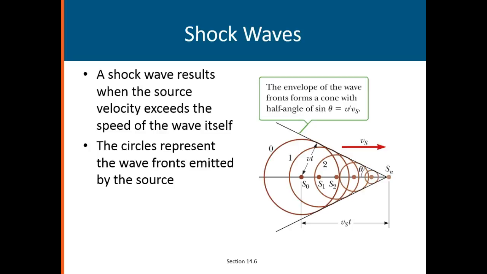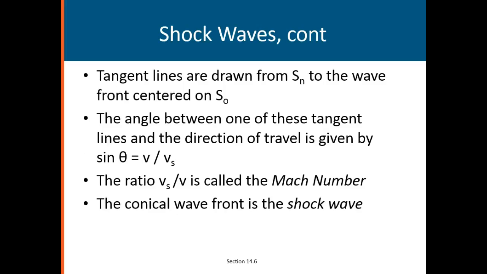The angle between one of those tangent lines and the direction of the wave is given by sine theta equals V over Vs. Theta is measured from the line of the path of the source. The ratio of Vs over V is called the Mach number.